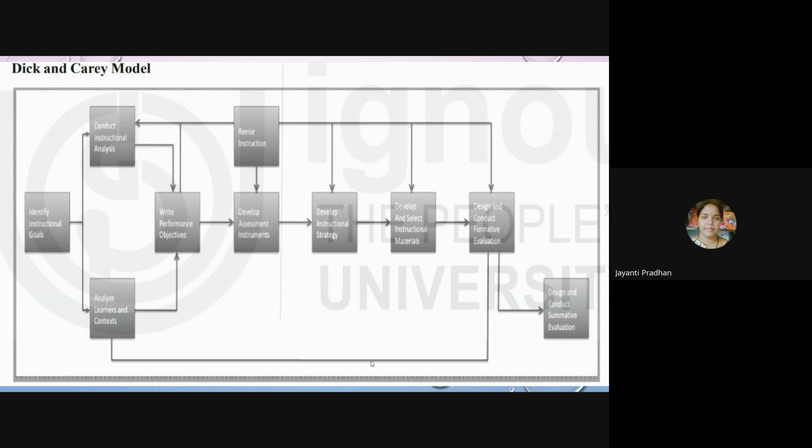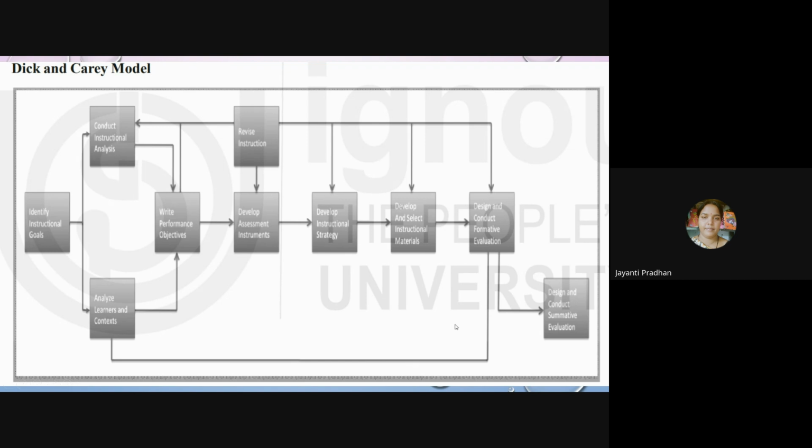How many components are there in the Dick and Carey model? 10 components are there. Clear?